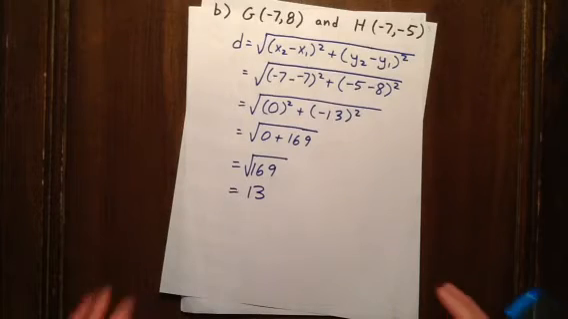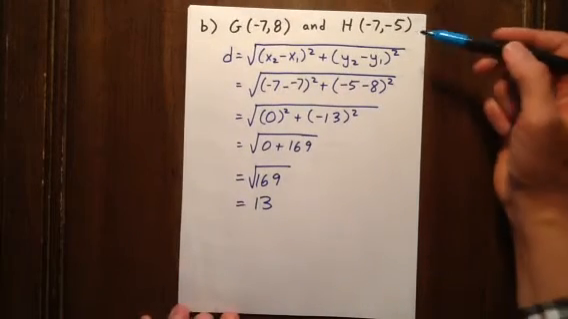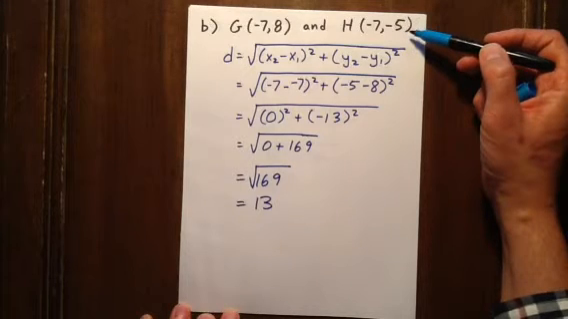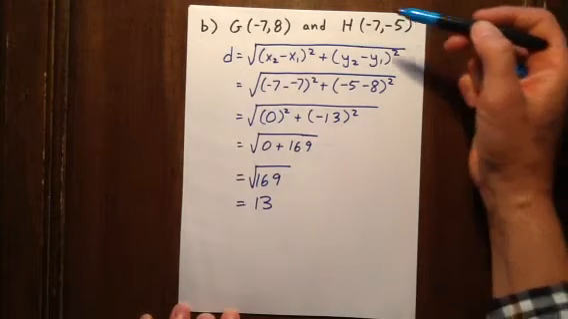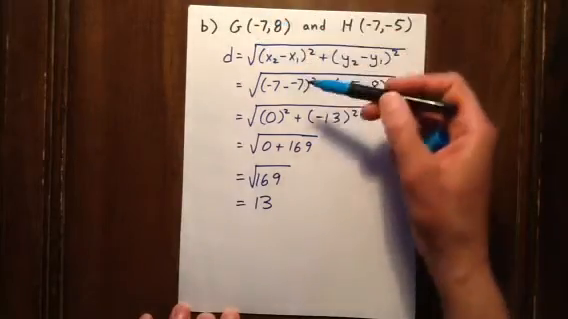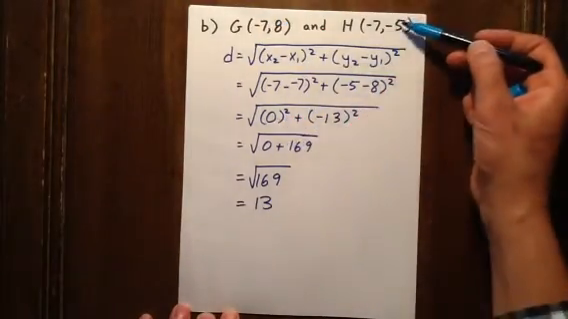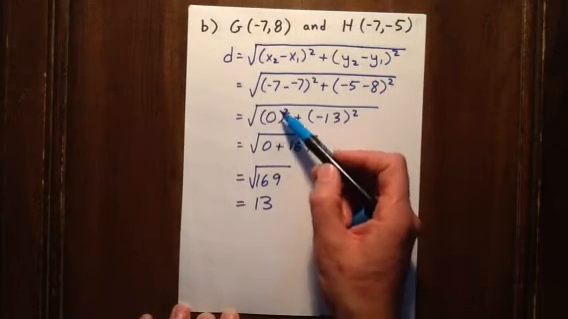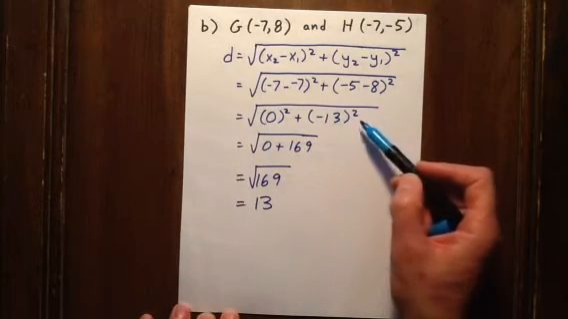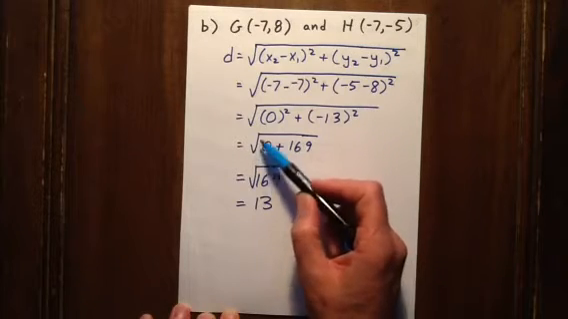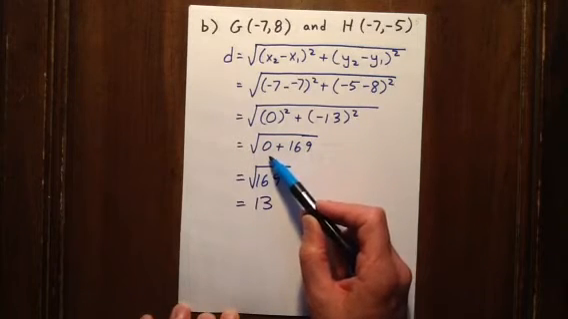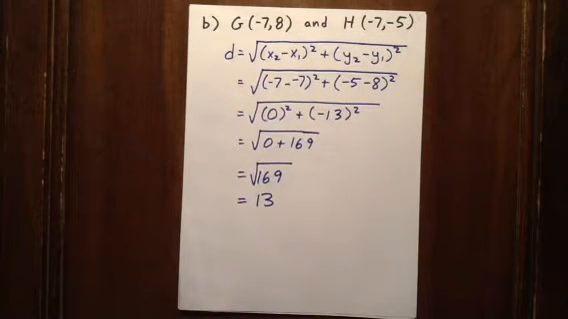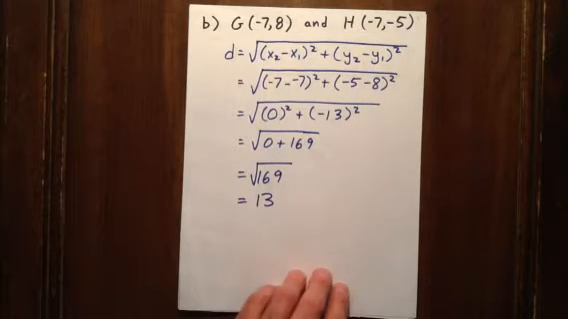For our next question, we can figure out the distance between the points G (-7, 8) and H (-7, -5). Well, x2 minus x1 is 0, and y2 minus y1 is -13. So we square 0 and we square -13, and then we take the square root of the sum. So we get the square root of 0 plus 169, which ultimately equals 13. So the distance between those 2 points is 13.